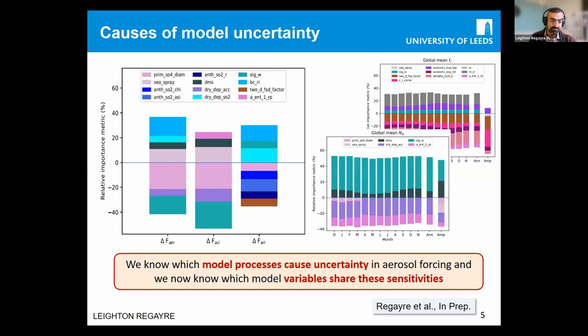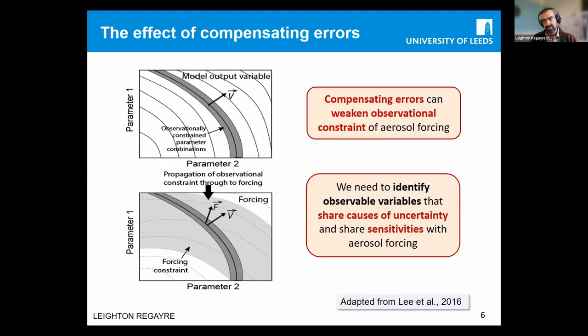share sensitivities. So what I mean by that is, this is a figure adapted from a paper that Lindsay Lee and Ken wrote some years ago. There's an example here with two different parameters. There's a model output variable and there's aerosol forcing, the thing we're trying to constrain. And if they have different sensitivities to those two parameters, then it doesn't matter how tight a constraint you get on this particular variable. If the sensitivities, which are represented by the contours, are different, then the forcing may not be constrained, or the variable that you're trying to constrain may not be constrained. So it's important as well that they share sensitivities.